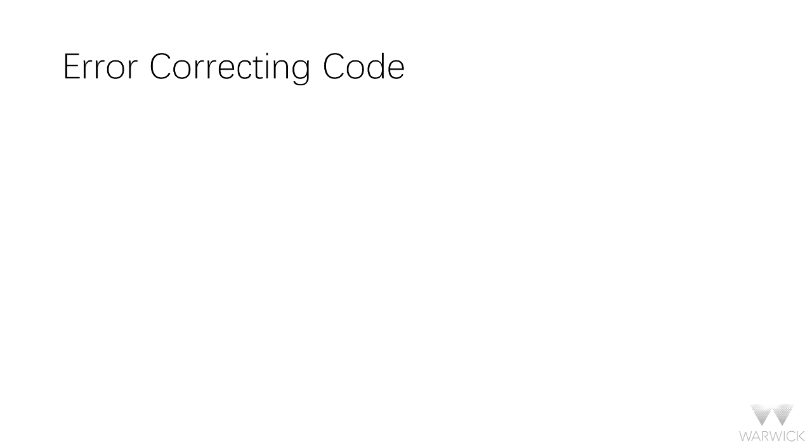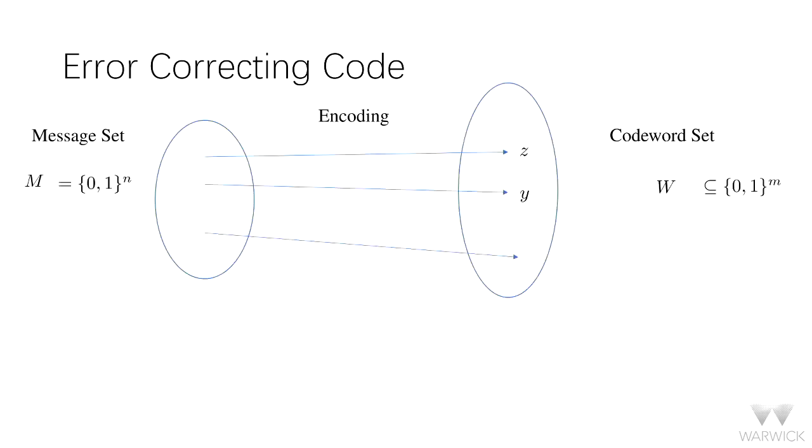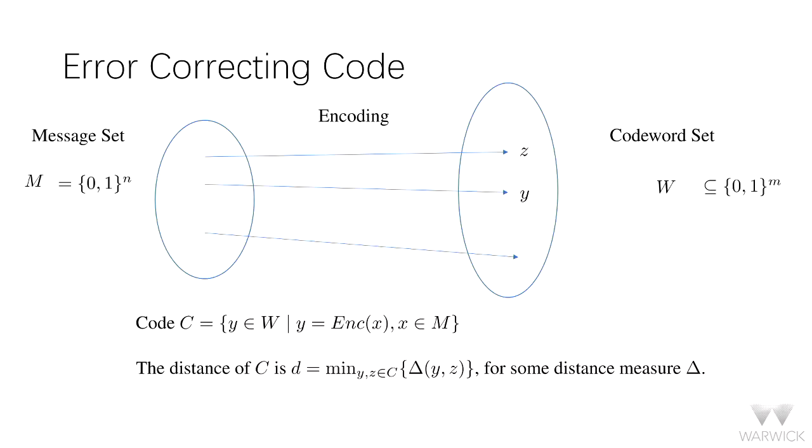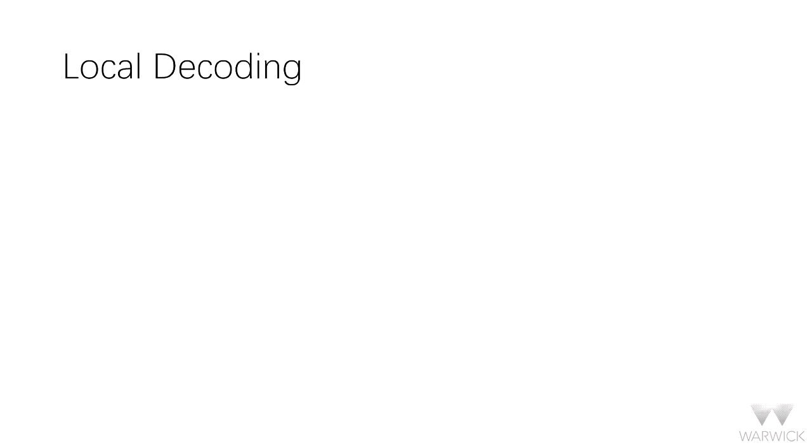Error correcting code. I guess we are more familiar with this definition. We can define a code to be a mapping, the encoding function, mapping a message set to a codeword set. What we want is that the distance between any pair of codewords is somewhat large. The distance is defined to be the minimum of the distance over all pairs. Here we mainly consider the distance measures to be insertion-deletion distance and Hamming distance.